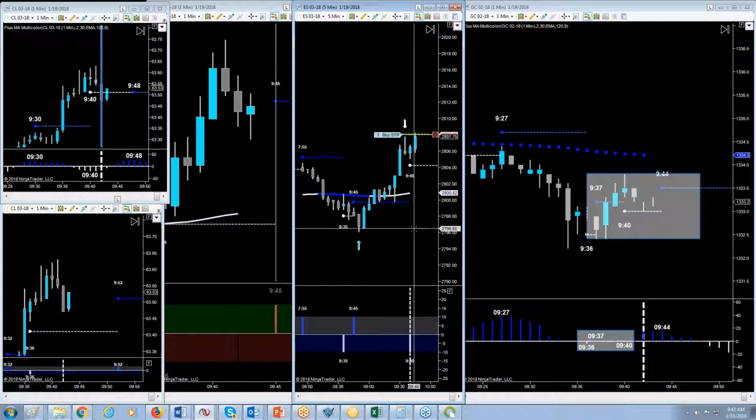Dana, I'm looking for an ES puncture trade at 808, and I'll have my stop below the puncture candle if it fills that order. Presently, that stop would be at 805 and a half.